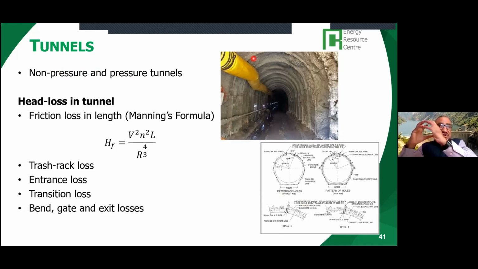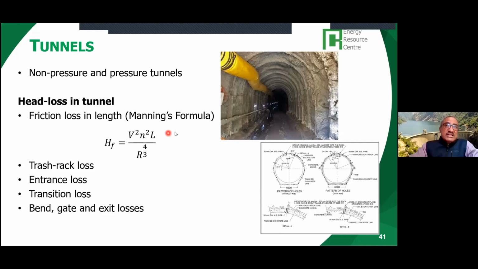It's under pressure, and the water fills the whole tunnel, and there is potential energy still preserved in the tunnel. Okay, so now again, at the end of the day, apart from the cost, I mean the different size of the tunnel, what is important is the loss of head in the tunnel.